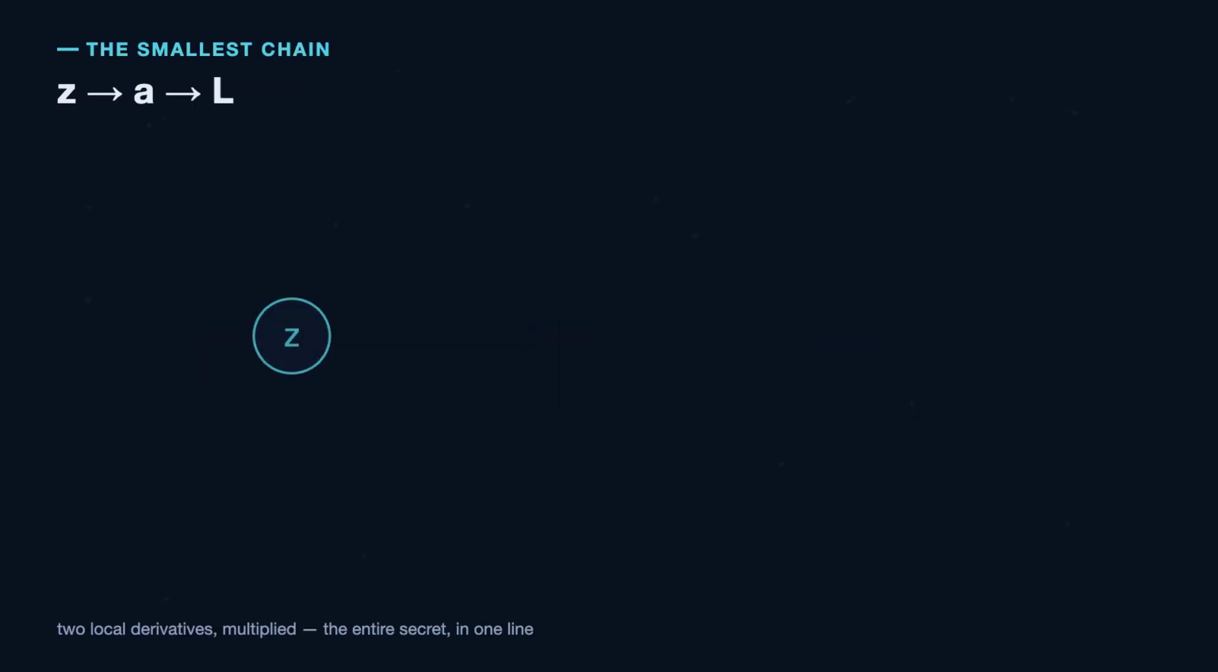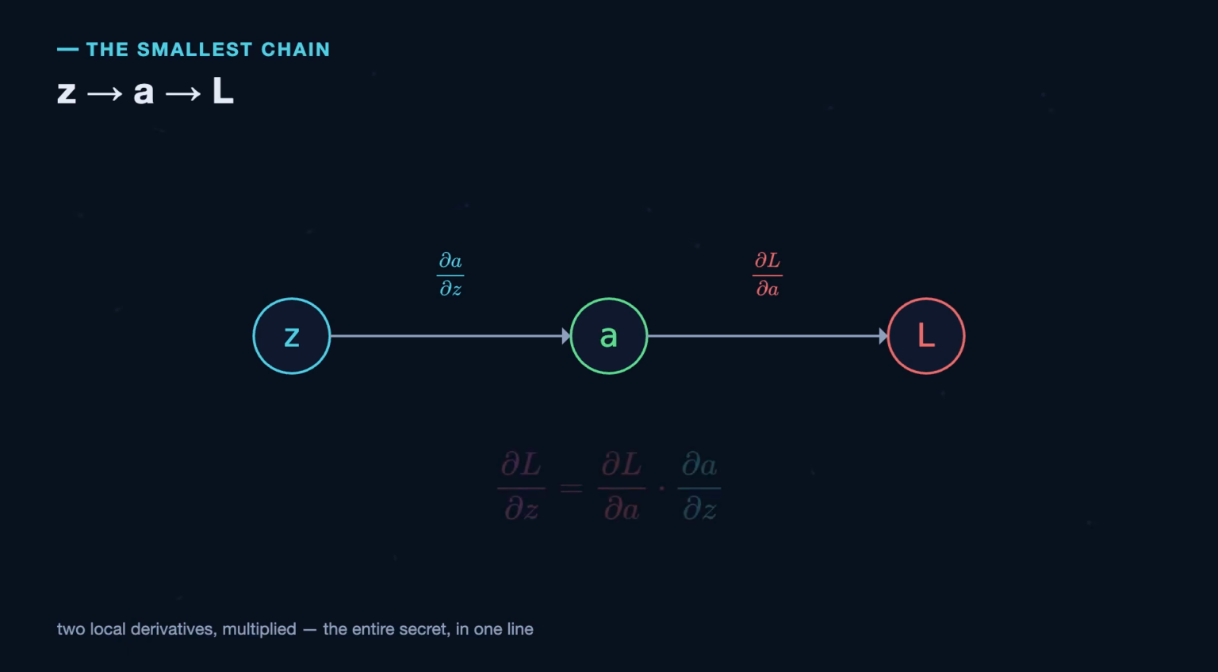Take the smallest possible chain to make it concrete. A value z produces a value a, and a produces the loss L. Then the derivative of L with respect to z equals the derivative of L with respect to a times the derivative of a with respect to z. Two simple local derivatives multiplied together. Read it right to left. The loss reaches back through a to touch z. That single line is the entire secret of backpropagation.